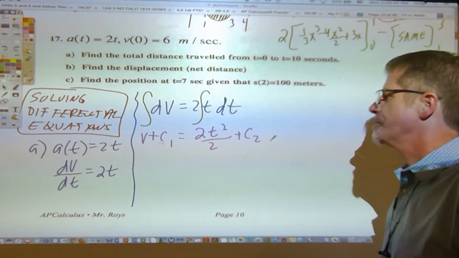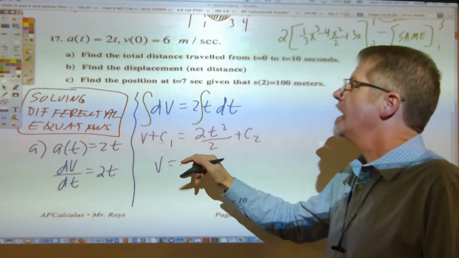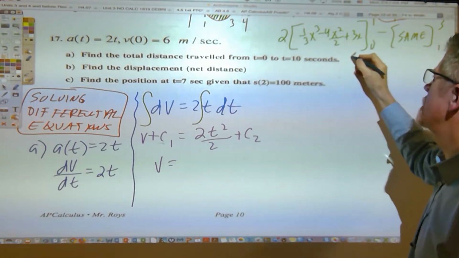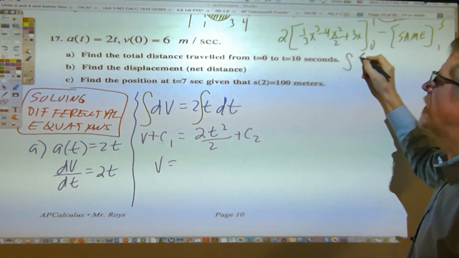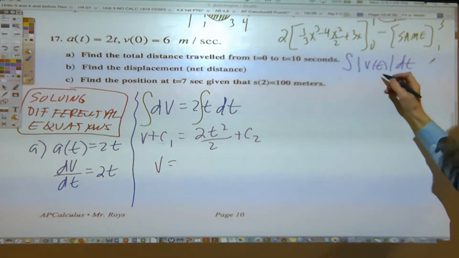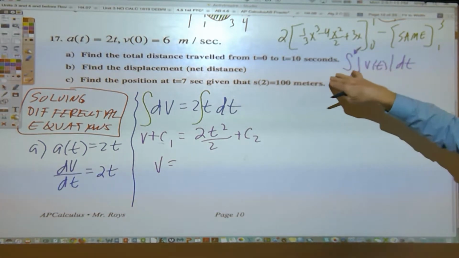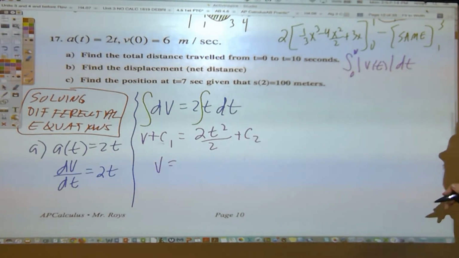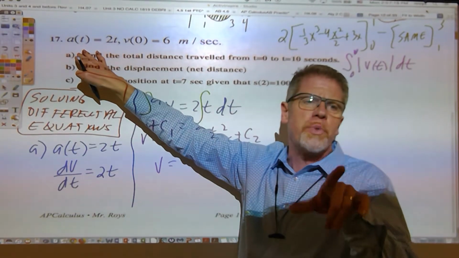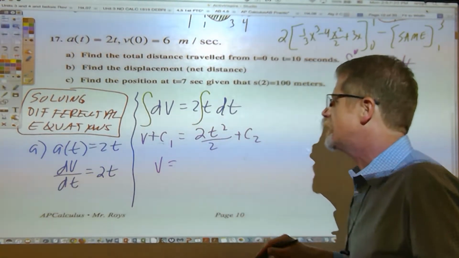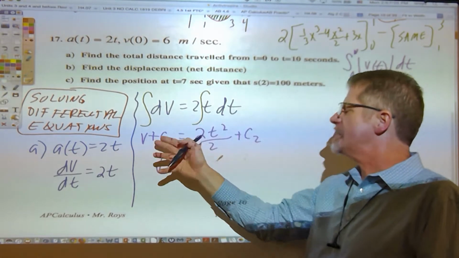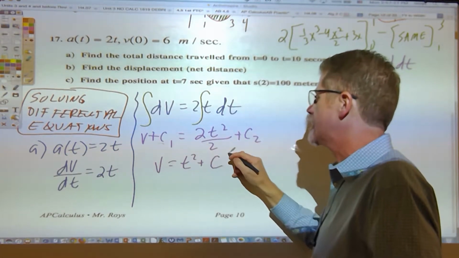We'll call it c2. So the velocity, and that's what they're asking, by the way. We have to find total distance traveled, which means we have to find the antiderivative of the absolute value of the velocity function with respect to t, from 0 to 10. This problem calls for velocity. But they don't give us velocity, they give us acceleration, which is why we want to solve the differential equation to get v equals t squared plus c3. c2 minus c1 is c3, which I'm just going to call a constant.